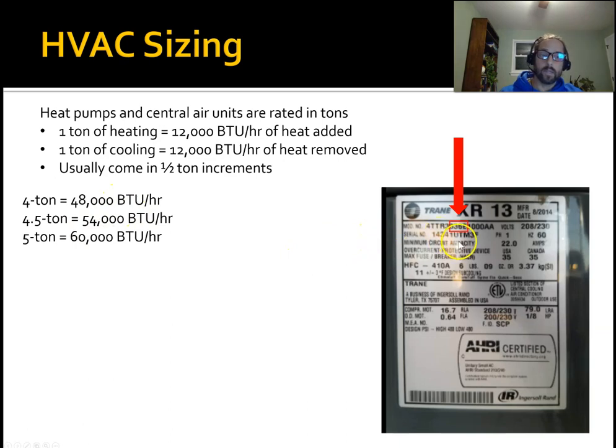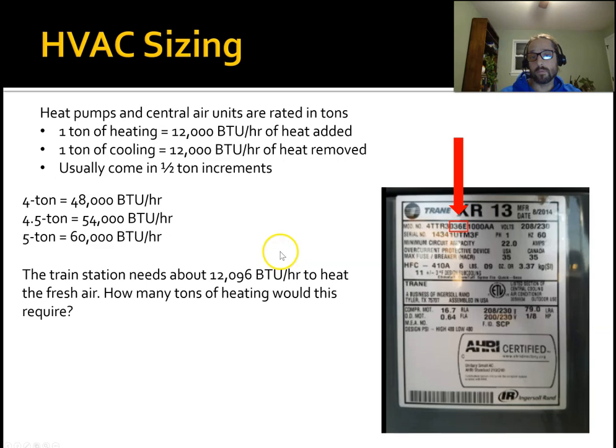Incidentally, if you're ever looking at the nameplate on a heat pump or an air conditioner, you'll usually see a multiple of 12 in the model number, like 36 right here, or 48, or 54, which would be 4.5 tons. It's in the model number, just so you know. So it's really straightforward. If I want to calculate the tonnage, it's a really easy equation.